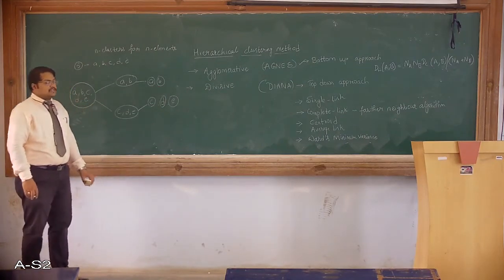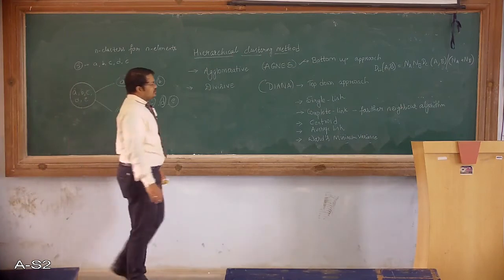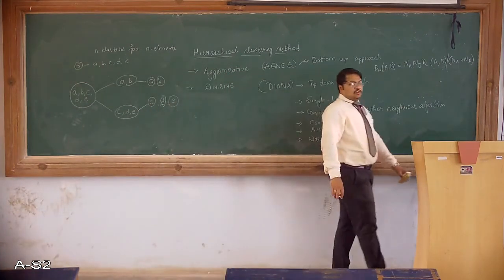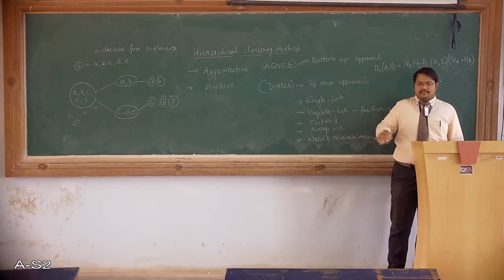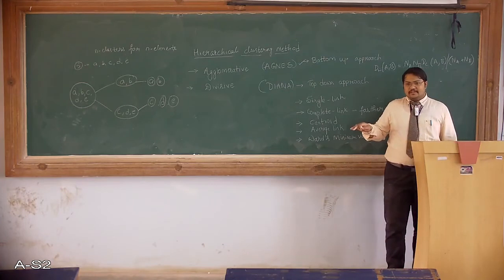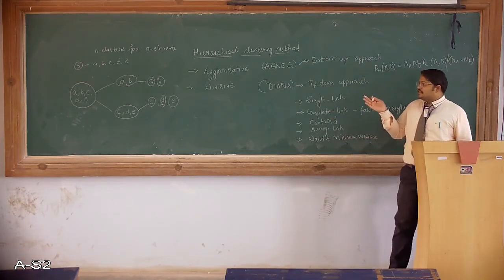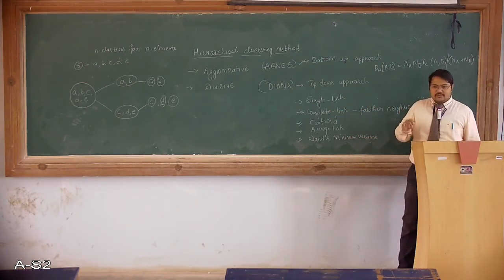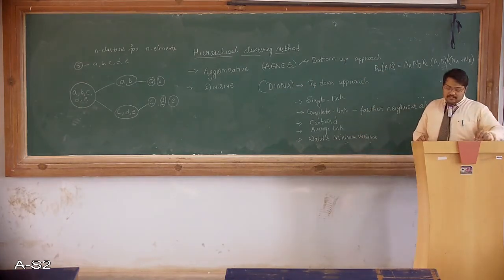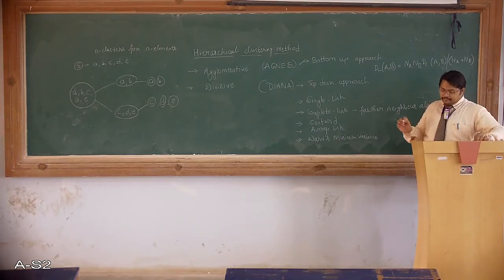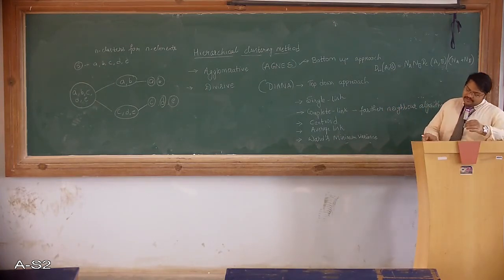So we call this divisive clustering, or we call it Diana clustering. This is a top down approach. In the top we have one single root, and at the leaf level we are going to have the different elements separated. But in the agglomerative approach we call it a bottom up approach. From single elements we are going to have a single cluster. So that is called agglomerative, and this is the Diana or the divisive method.